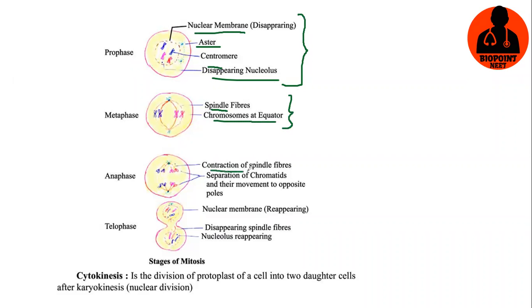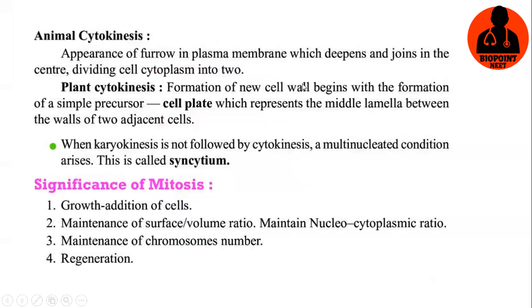In anaphase, there is contraction of spindle fibers, separation of chromatids, and their movement towards opposite poles. This is the feature of anaphase. In telophase, the nuclear membrane reappears, the spindle fibers disappear, and the nucleolus reappears. This is the feature of telophase. And what is cytokinesis? It is the process of division of the cell cytoplasm after karyokinesis.